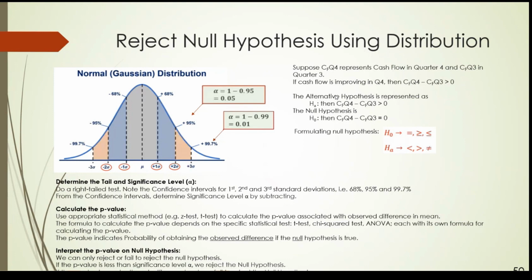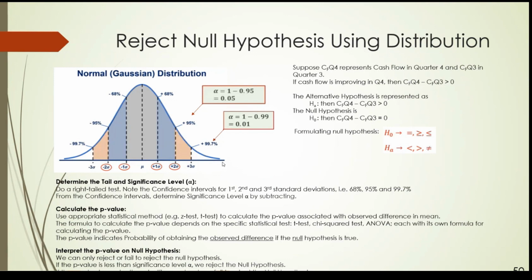So first, you need to figure out the null hypothesis. First you determine the hypothesis, determine the null hypothesis, and then we need to do the tail test. So what's a tail test? Look at the normal distribution. We have 2 tails, left-hand side tail and right-hand side tail, right?